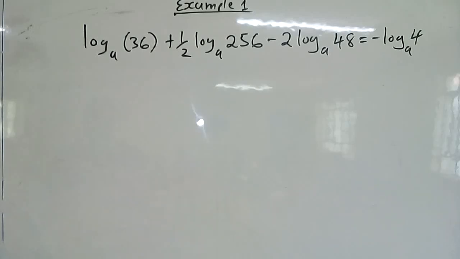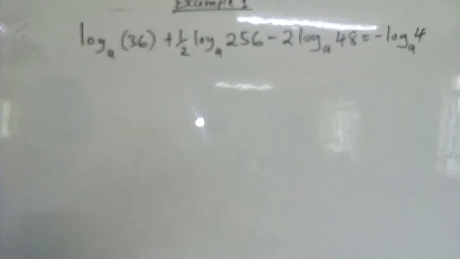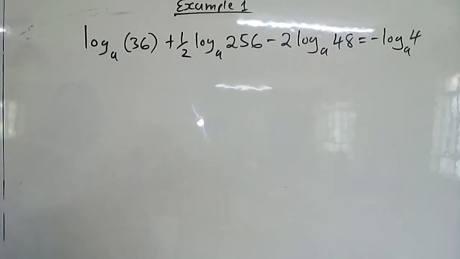So in this first example, you've been told, show clearly that log 36 to base a plus a half log 256 to base a minus 2 log 48 to base a is equal to negative log 4 to base a, isn't it? So from here, you just apply the laws of logarithms.